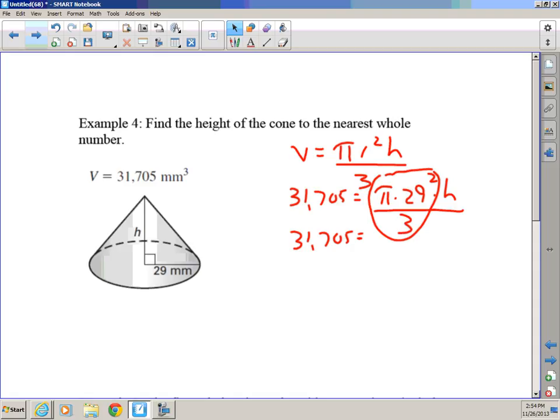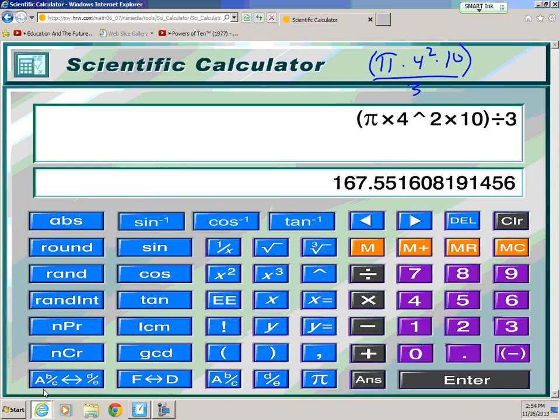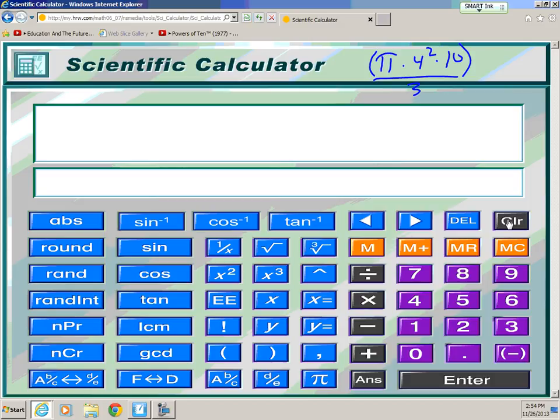So I'm going to go back to my calculator. I'm going to compute, and I'm going to clear this, pi times 29 squared, and divide that by 3. And I get as my answer 880.7.